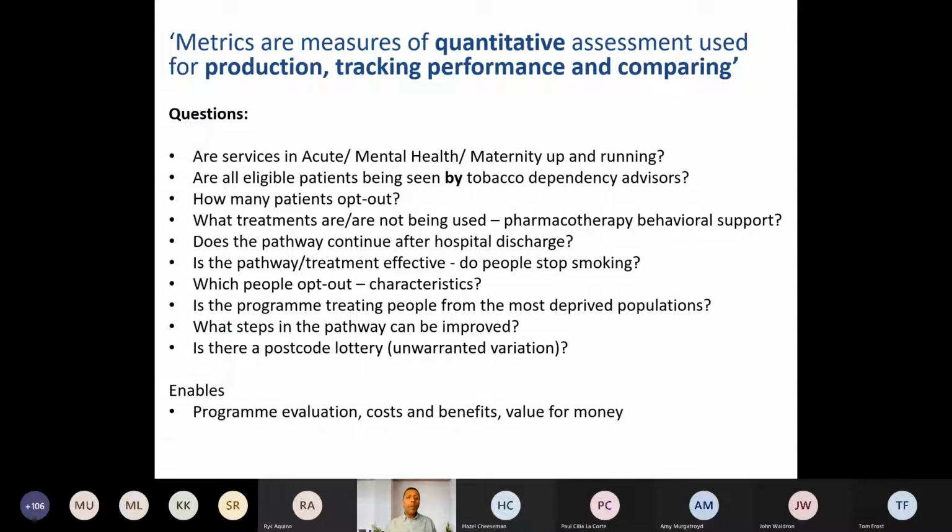What treatments are being used and not being used? We know that dual therapy is really effective for temporary abstinence, and it helps a lot of people quit. Is it being used? And if not, why not?